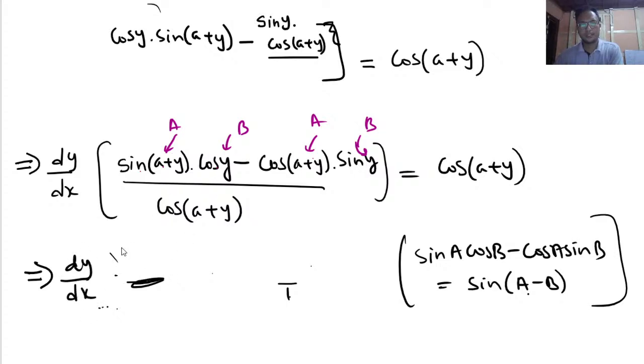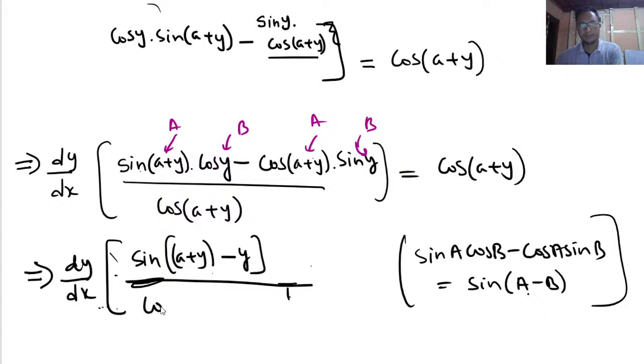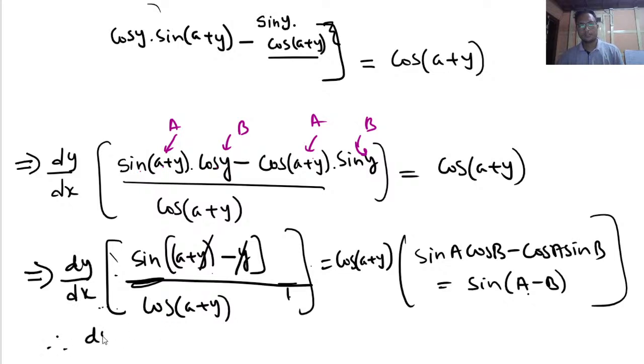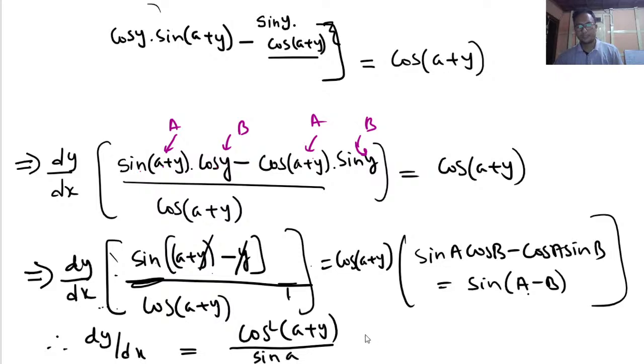So dy by dx into sin of a minus b, sin a plus y... so sin of a minus b, happening sin a plus y, divided by cos a plus y, equal to cos a plus y, right? Cancelling, dy by dx equals cos square a plus y divided by sin a. So that is the proof, right?